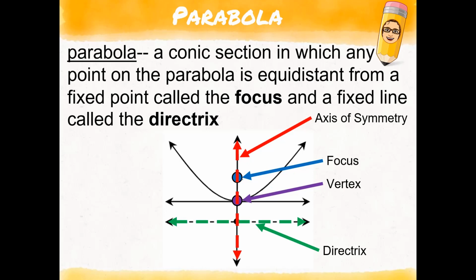Now, what we know is that any line from the focus to the parabola is also equidistant from the directrix. So I can draw a line here. This line would be equivalent to this line. Now, I know it doesn't look like that, but that is because of the terrible drawing. We are going to be identifying the focus, the directrix, the axis of symmetry, and the vertex on each one of our graphs here.